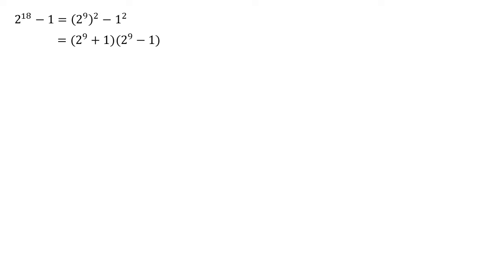2 to the power of 9 isn't too difficult. We start with 2 and keep doubling. We get 2, 4, 8, 16, 32, 64, 128, 256, 512. So our brackets become 513 and 511.